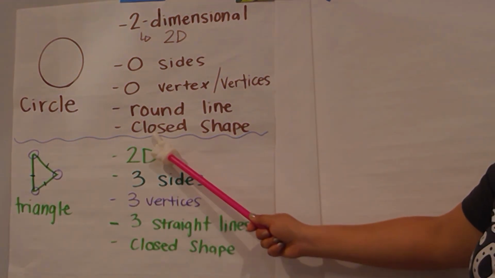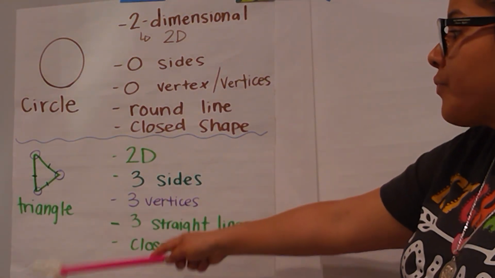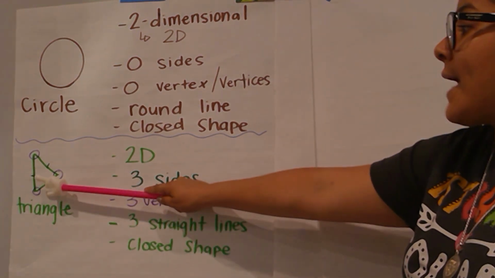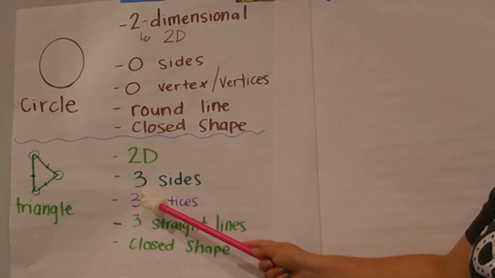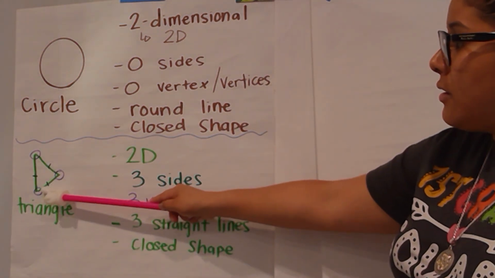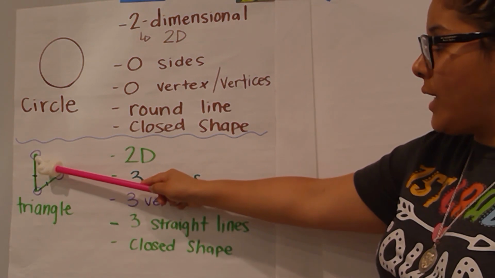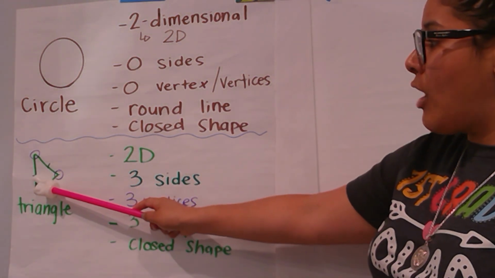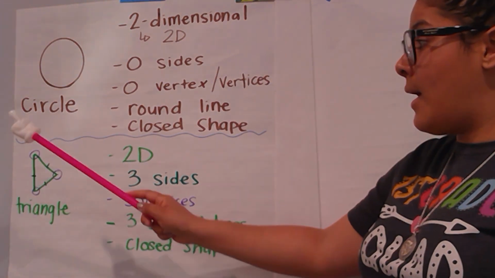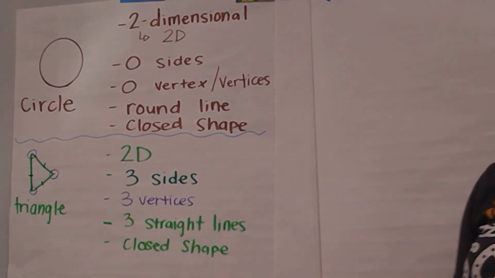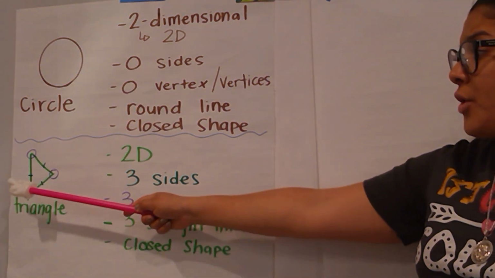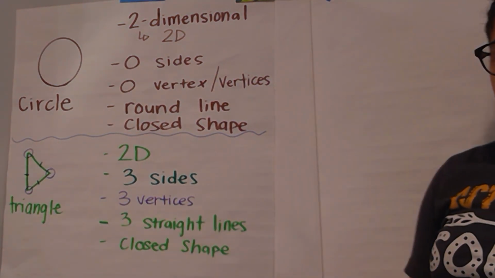Yesterday, we also learned about triangles. A triangle is also a 2D shape, nice and flat. It has 3 sides. 1, 2, 3. And if you notice, I count my sides by putting a little tick mark in the middle of the side, and that's to help me remember that I already counted that, or make sure that I'm not missing a side.